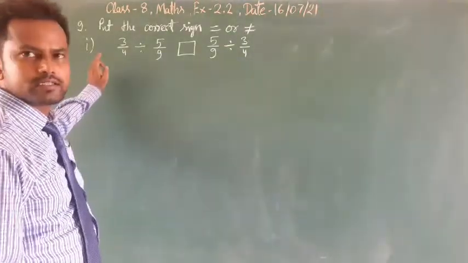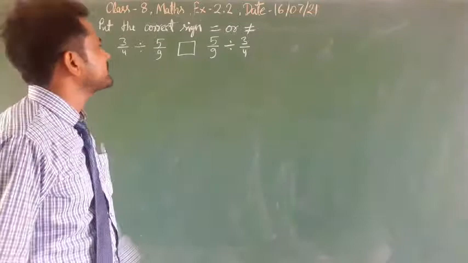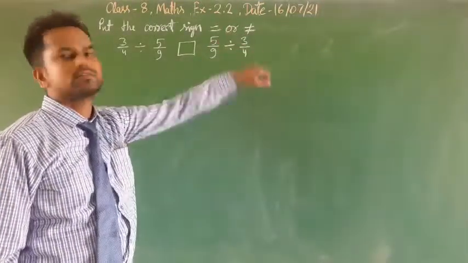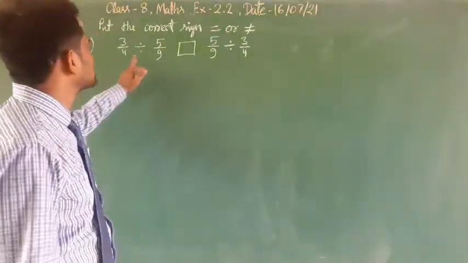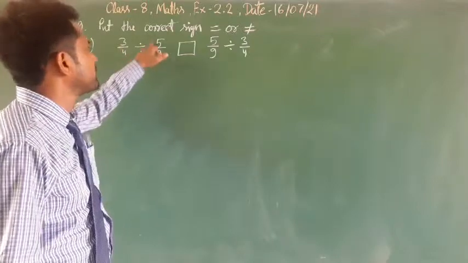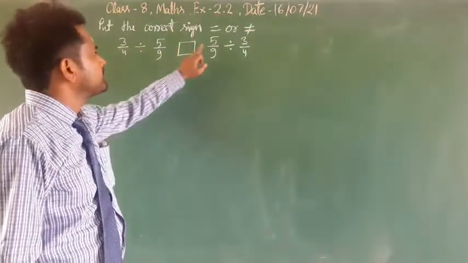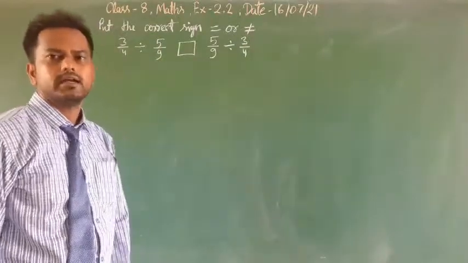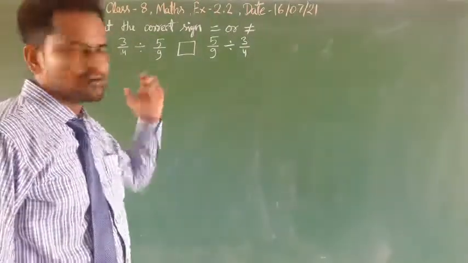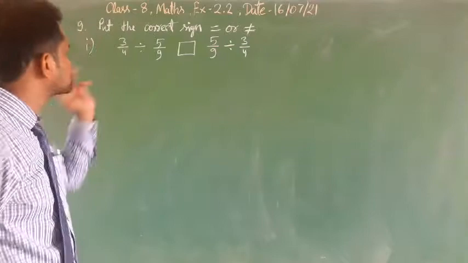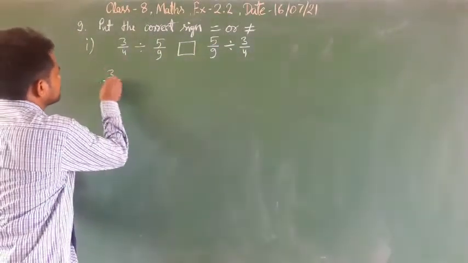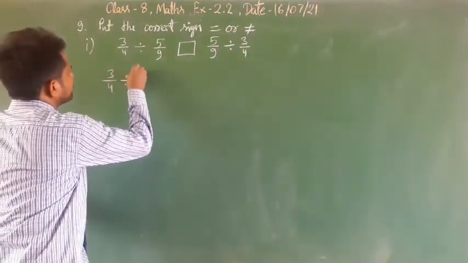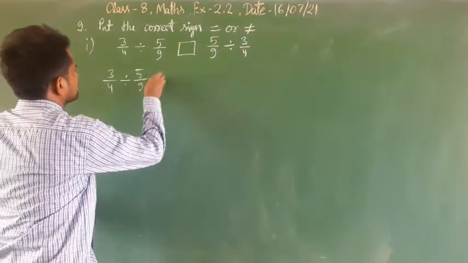Now next question is, put the correct sign, is equal to or is not equal to. First question is given that 3 by 4 divided by 5 by 9, and 5 by 9 divided by 3 by 4. Which one is equal and which one is not equal? Got it? So first solve this one, that is 3 by 4 divided by 5 by 9.